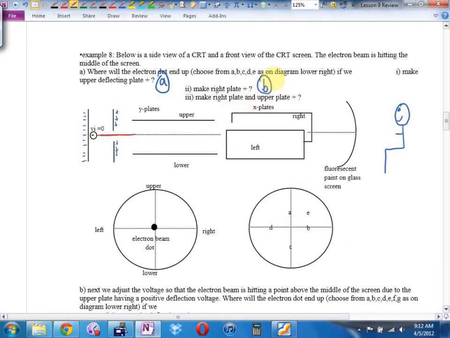Location B. What if we made both the right plate and the upper plate positive? Where would it get deflected to? E. Okay. This is how you can put an electron where you want. Is that okay, Brett?